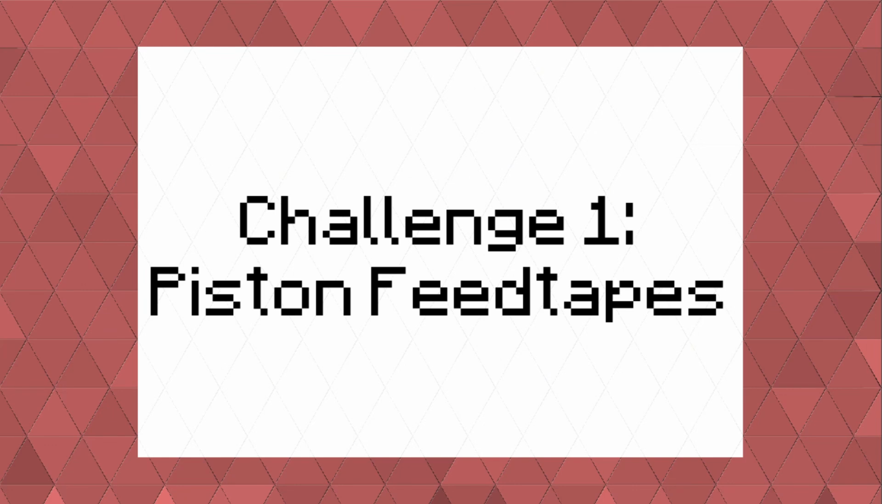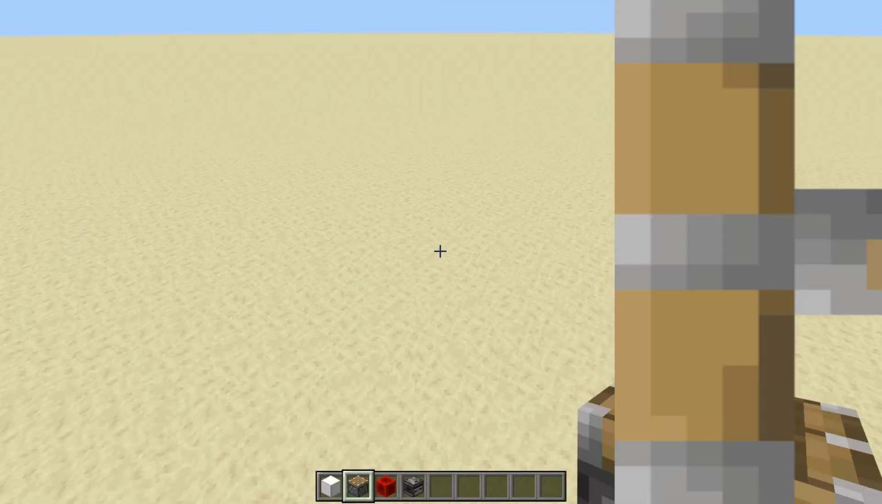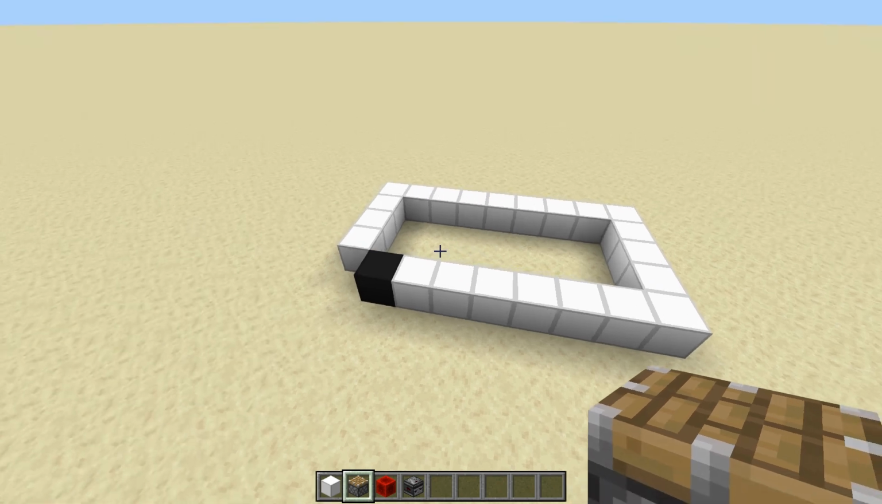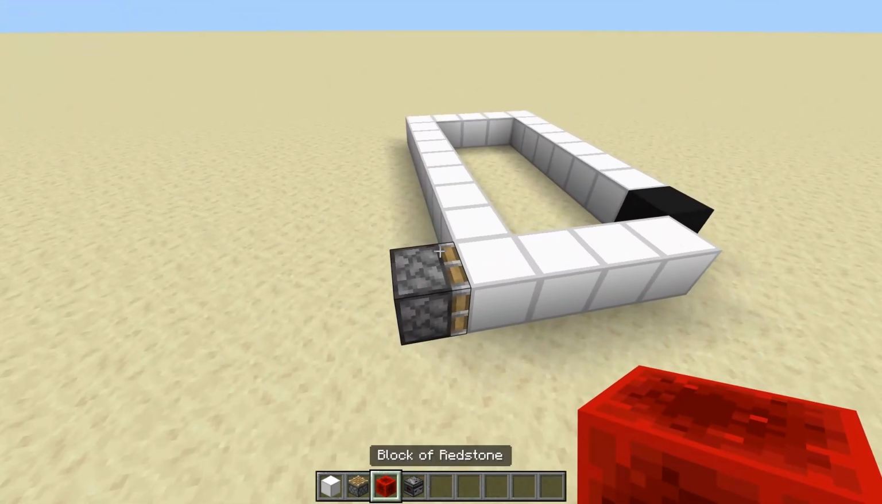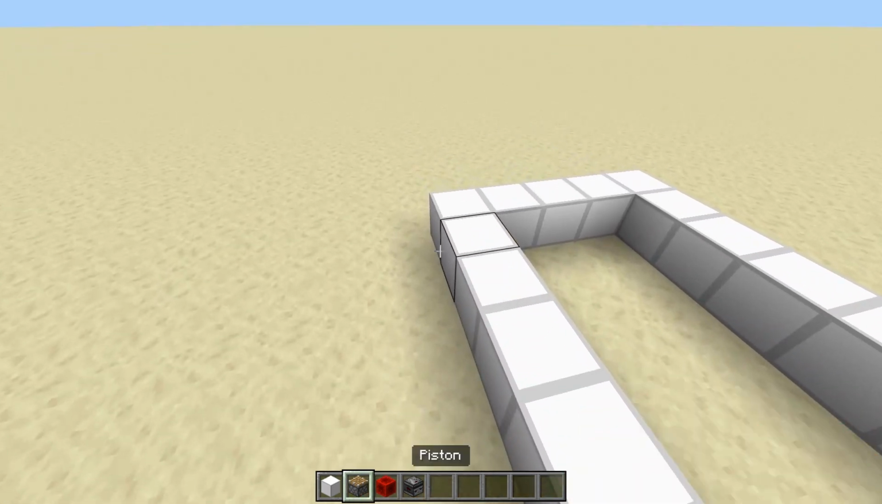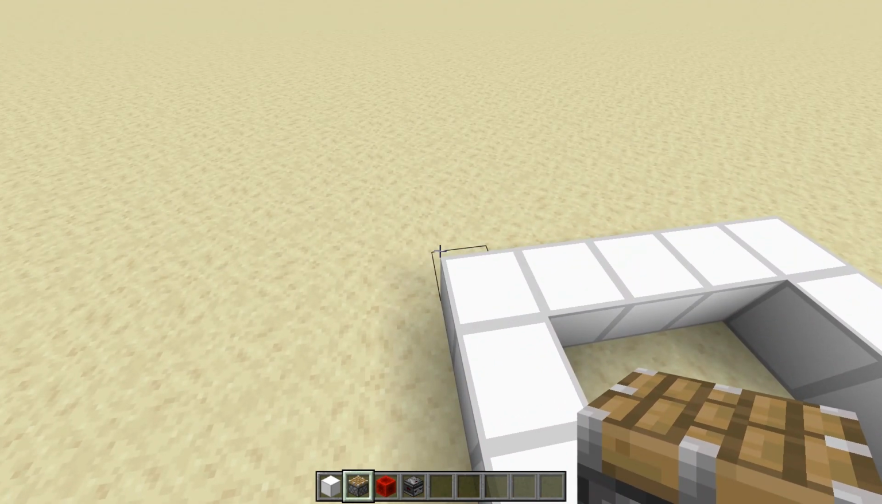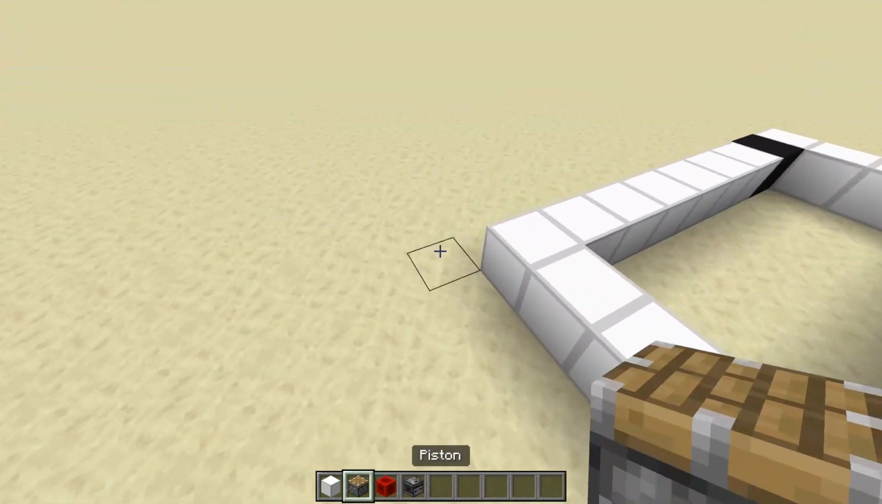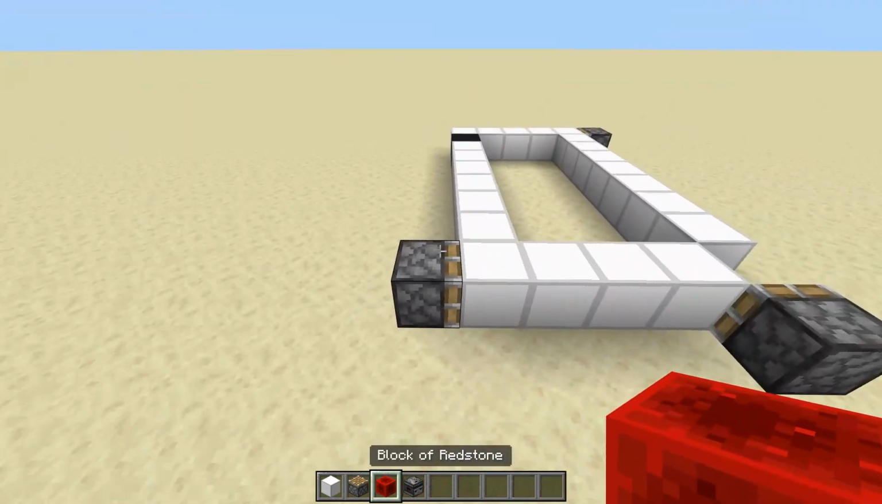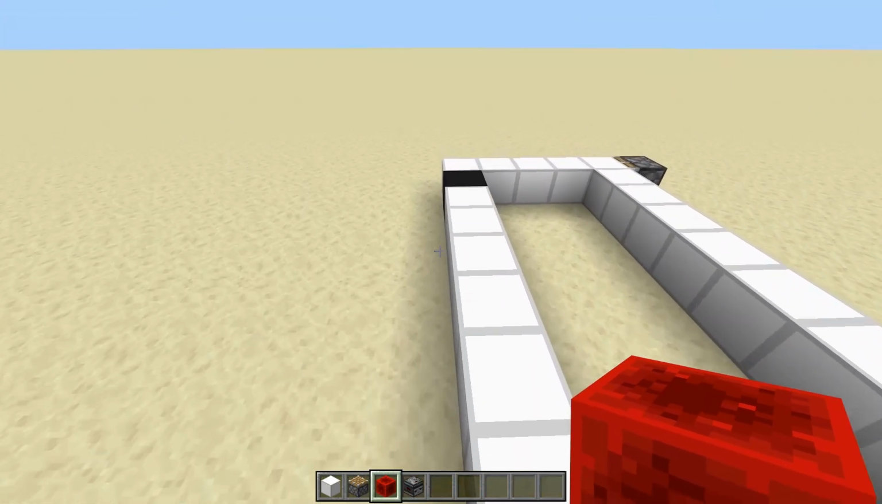Now that we know the basics of pistons, let's build a piston feed tape. A piston feed tape is a loop of blocks that gets moved around by pistons, but you'll want to have at least one gap in a piston feed tape. When figuring out where to place pistons, the easiest way is to place a piston such that it will push a block into that gap. Once the piston is fired, you'll need to place another piston to push blocks into the new gap.